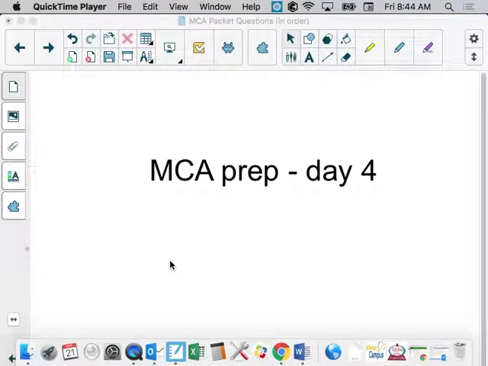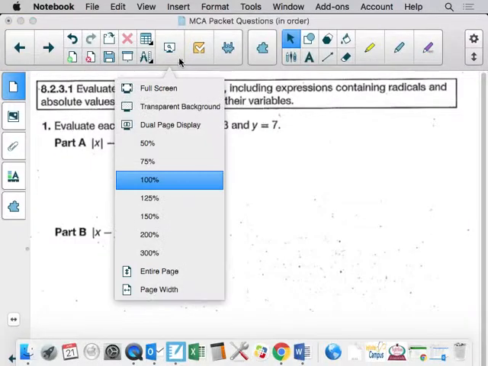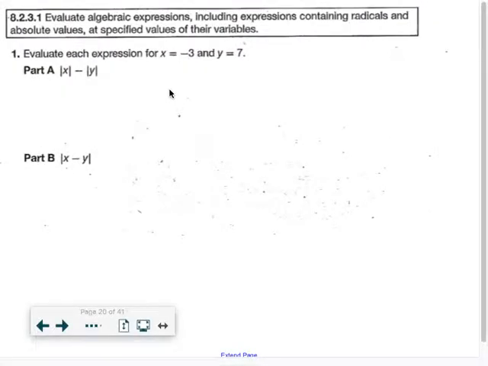MCA Prep Day 4. Our first benchmark, 8231. Evaluate algebraic expressions, including expressions containing radicals and absolute values at specified values of their variables. Remember that radicals are square roots, so they're talking about evaluating square roots, and then absolute values.